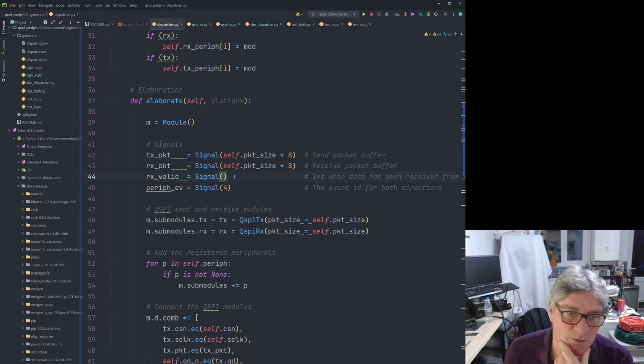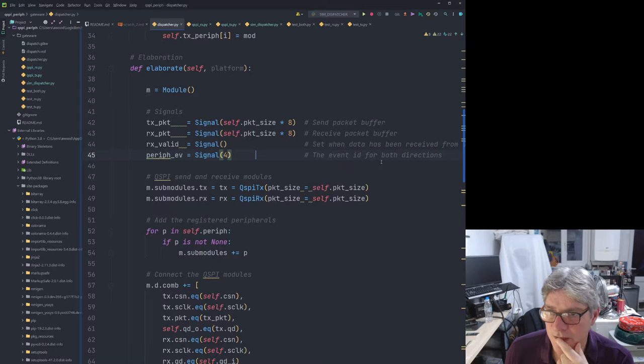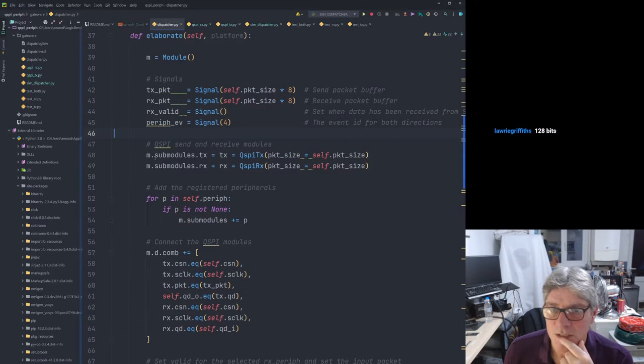We've got RX valid signal, which is a one-bit signal, which is used to communicate or handshake. And RX peripheral event signal, which is that four-bit signal from the peripheral? The event ID for both directions. 128 bits, yes, thank you. That's what the 8's for. It's the number of bits times the number of packets. So yeah, it's a bit of memory to hold the receive and transmit packets.